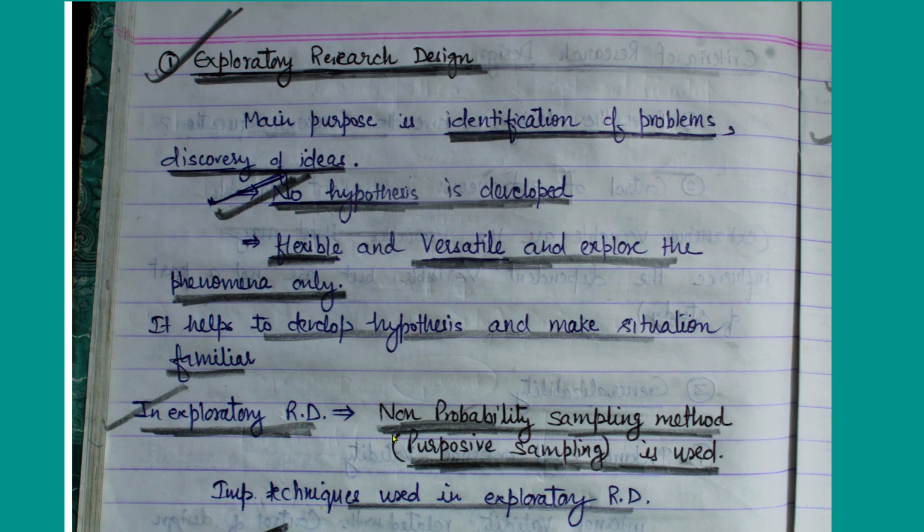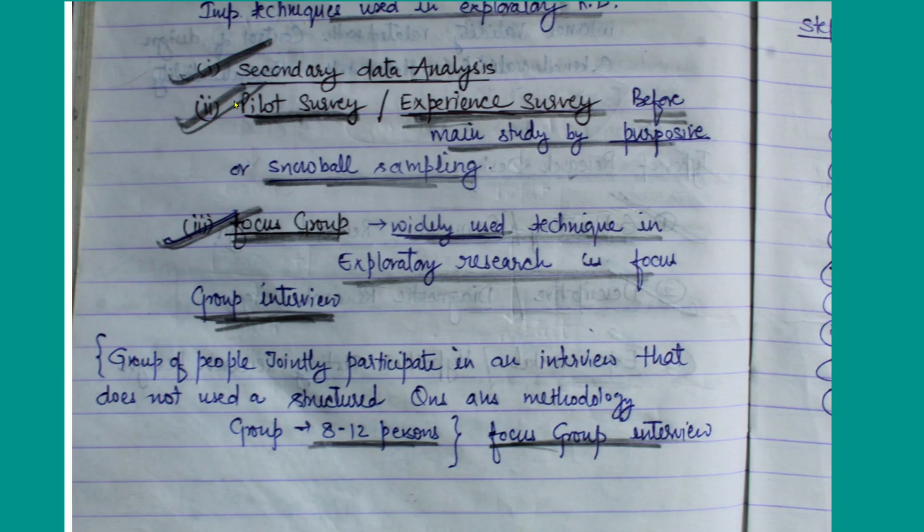In exploratory research design, a non-probability sampling method is used, meaning purposive sampling, because your aim is to explore. So you will select the sample according to your own convenience. What non-probability sampling or purposive sampling is, we will cover when we look into the sampling part. Important techniques used in exploratory research design are pilot surveys, secondary data analysis, and focus group discussions. This is the focus group interview, just to explore.